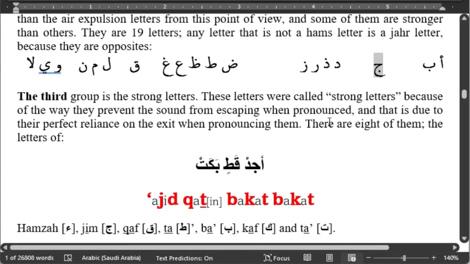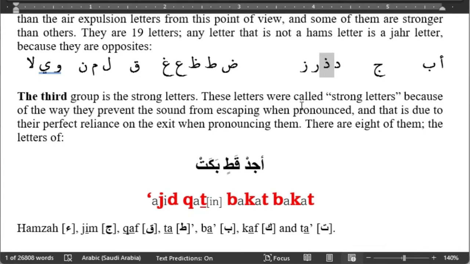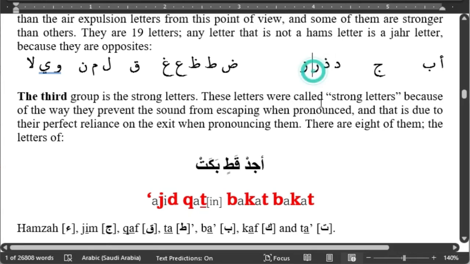And Dal, Yaumid-Din. The air stops. Dhal, Wadhariyat. Ra, Ar-Rahman. So there's no air coming out.